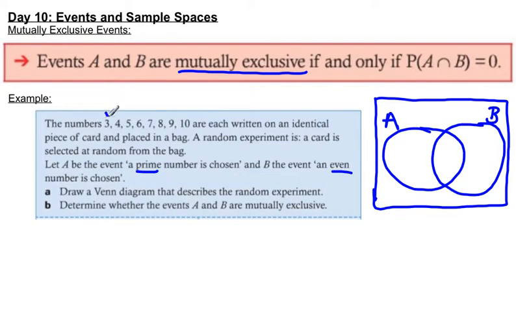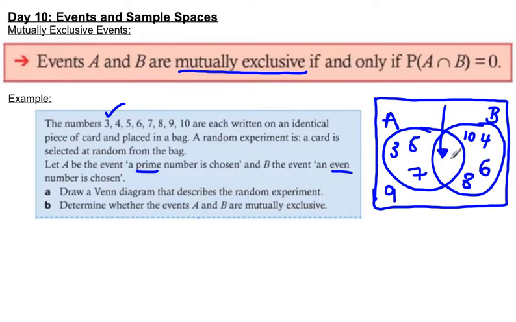Let's go through each number. So 3 is prime, but not even. 4 is even, but not prime. 5 is prime, but not even. 6 is even, not prime. 7 goes here. 8 goes here. 9 goes here, because it's not prime, and it's not even. And 10 goes here. Alright, and you can see already there is nothing in the middle.